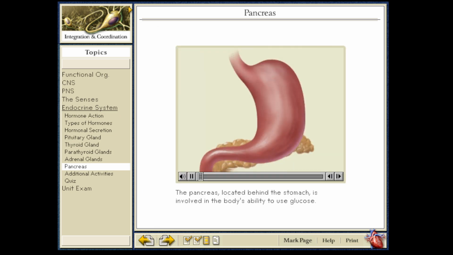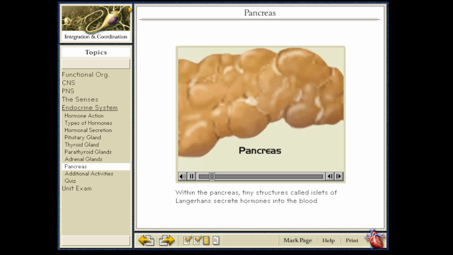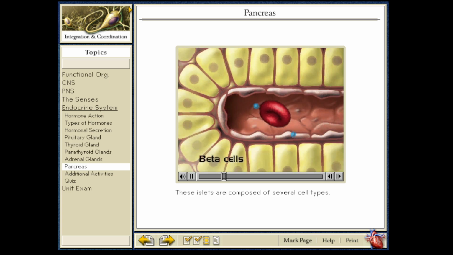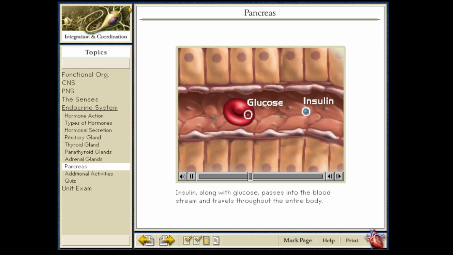The pancreas, located behind the stomach, is involved in the body's ability to use glucose. Within the pancreas, tiny structures called islets of Langerhans secrete hormones into the blood. These islets are composed of several cell types. One cell type, beta cells, release insulin after every meal. Insulin, along with glucose, passes into the bloodstream and travels throughout the entire body.